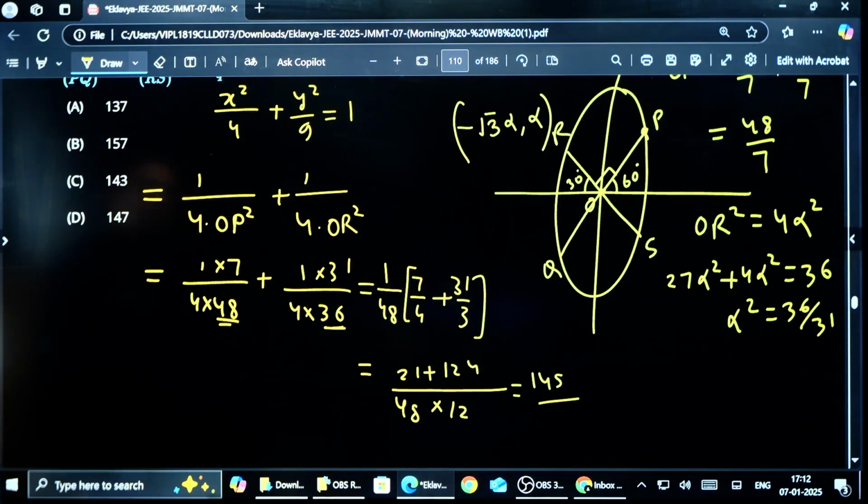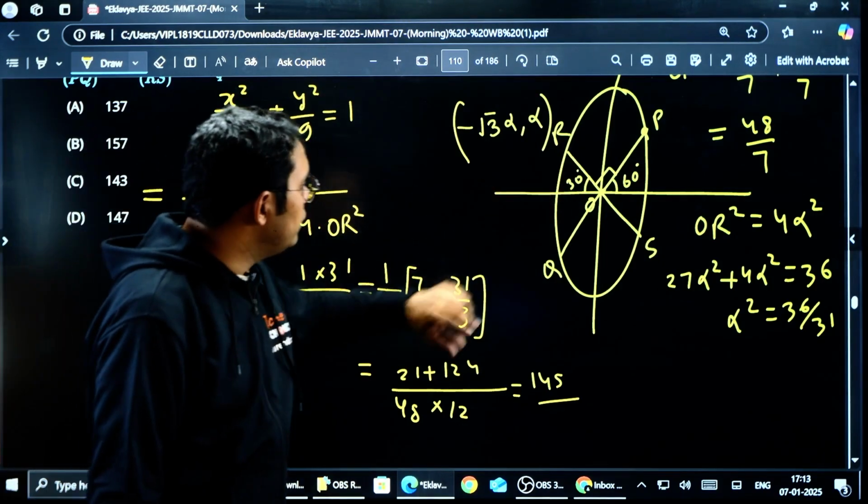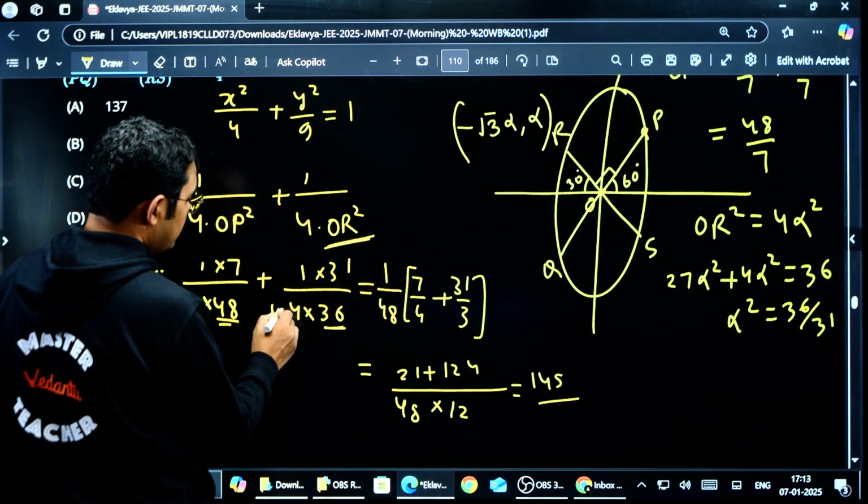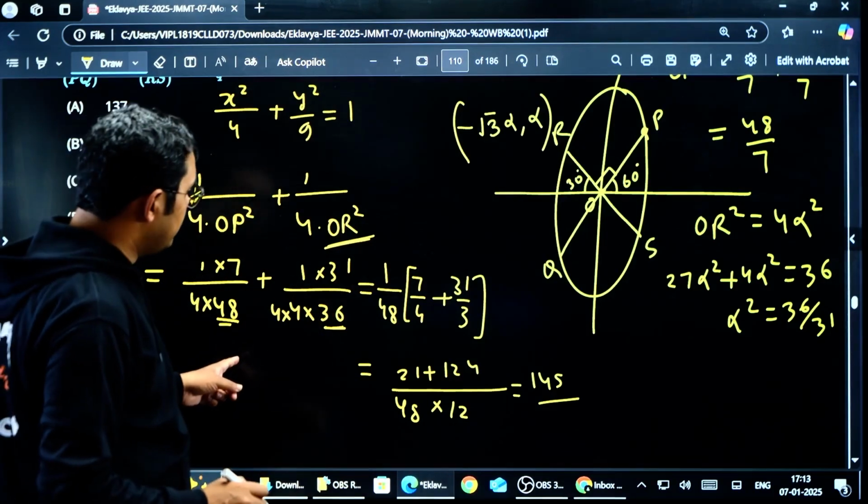Anything wrong we have done? Because 4 here, 4 here. Okay, OR square was 4 alpha square. OR square was 4 alpha square. So there will be an extra 4 here.